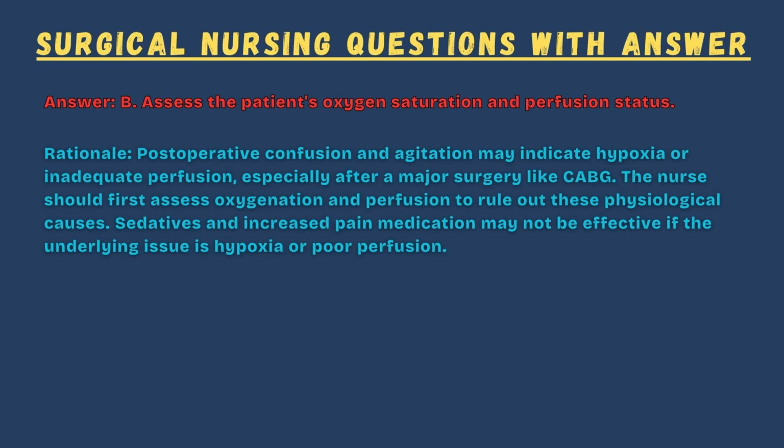Answer: B. Assess the patient's oxygen saturation and perfusion status. Rationale: Postoperative confusion and agitation may indicate hypoxia or inadequate perfusion, especially after a major surgery like CABG. The nurse should first assess oxygenation and perfusion to rule out these physiological causes. Sedatives and increased pain medication may not be effective if the underlying issue is hypoxia or poor perfusion.